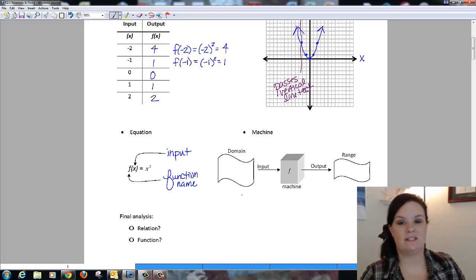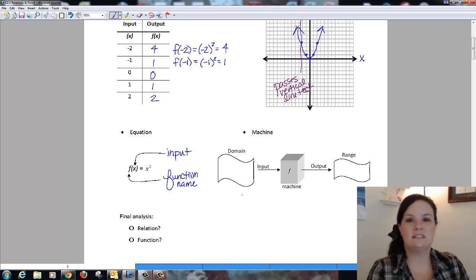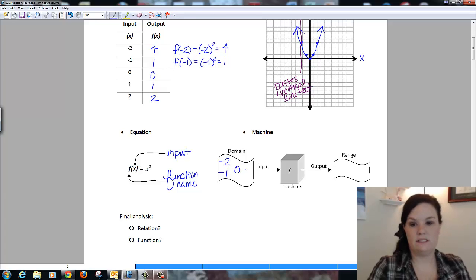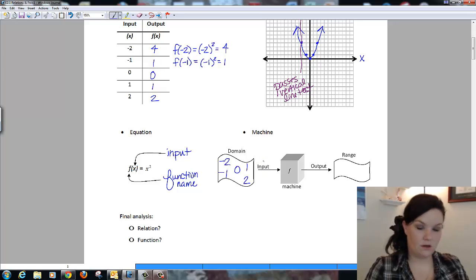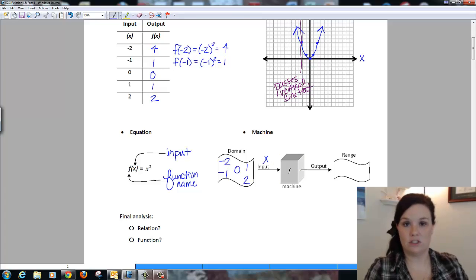So the next thing is to show this as like a machine. A function does something to your input in order to give you your output. So here we start with our domain, which is our input values, and I'm just going to pick the ones we did in the table. So we plugged in -2, -1, 0, 1, and positive 2. Those were our inputs, which is our x's, and we plugged them into our f function, which we're thinking of as a machine, and what our f did is it squared it. So it took our x and squared it, and what came out was our output, which we're calling f of x, because that's the name of this function.